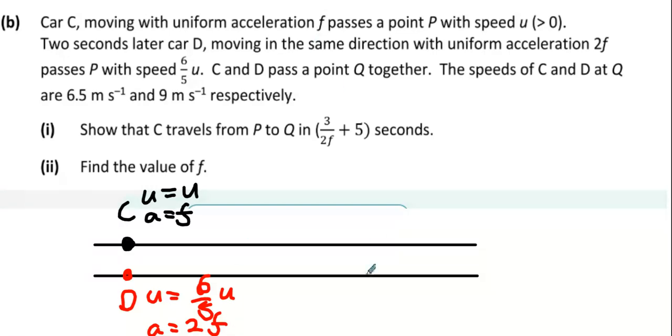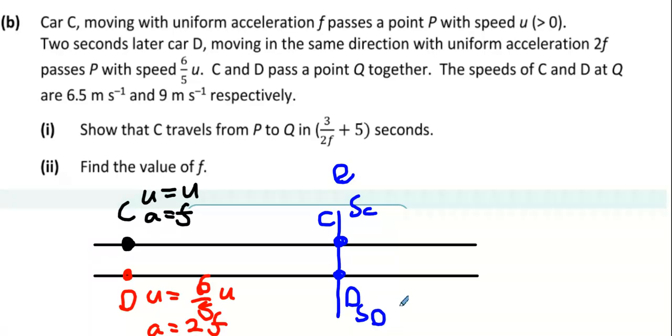And when this occurs, so what happens later? They pass Q. So everybody happy that this is the point Q? This is the point where D overtakes C. During an overtake, what's the same? The distances are the same. The distance covered by C is the same as the distance covered by D. We cool with that? Their speeds don't have to be the same, do they? Because you're overtaking, aren't you?